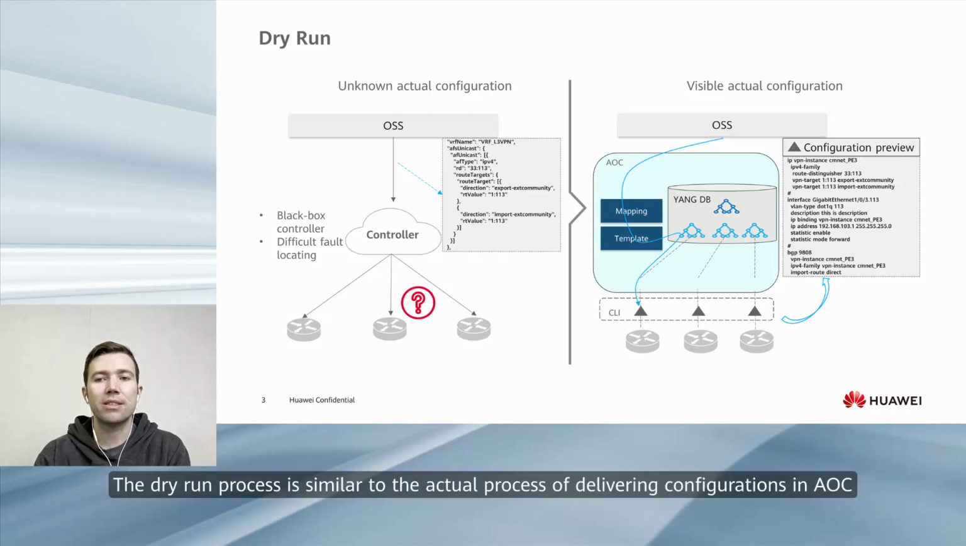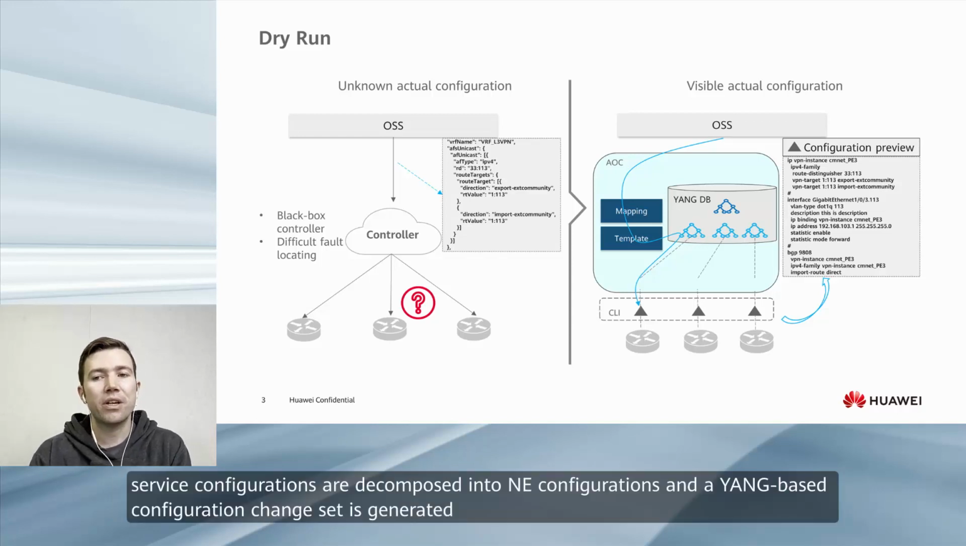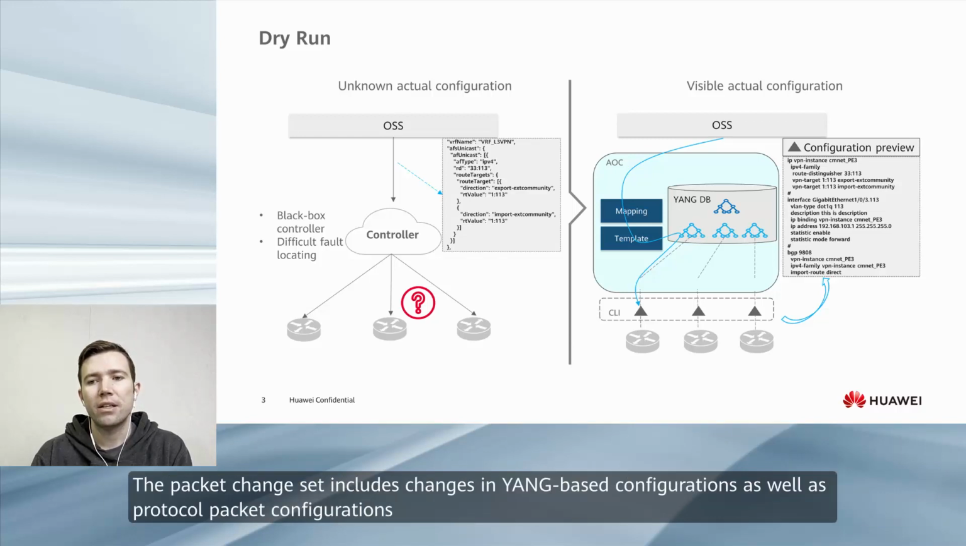The dry run process is similar to the actual process of delivering configurations in AOC. The difference is that the changed NE data will not be delivered to the device during the dry run. During a dry run, service configurations are decomposed into NE configurations and a Yang-based configuration change set is generated. Then the Yang-based configurations are converted into device protocol packets and a packet change set is generated. The packet change set includes changes in Yang-based configurations as well as protocol packet configurations.